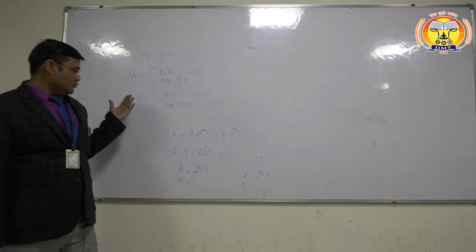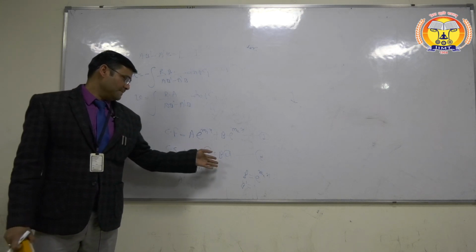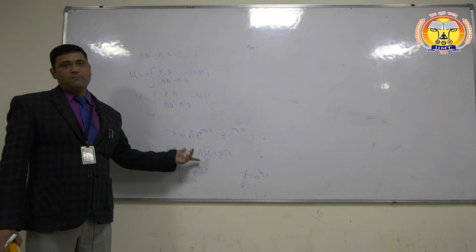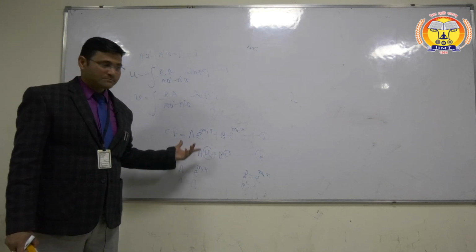Now we have found A and B, and already we have u and v. Putting the values of A, B, u and v, we get the result of y. So this is the complete solution of variation of parameters.